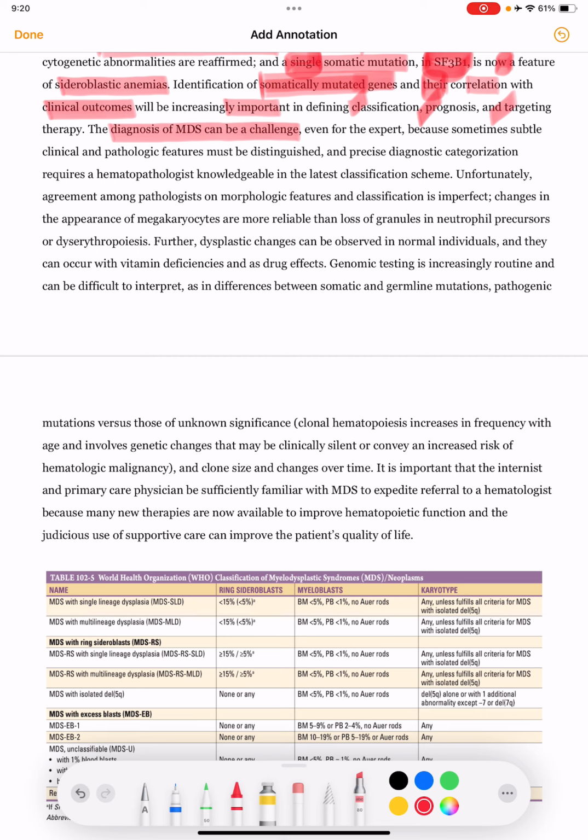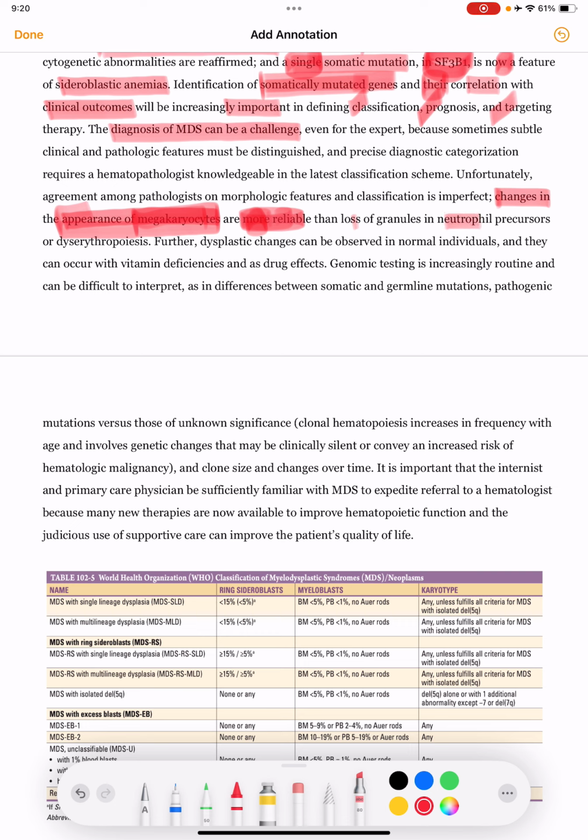Changes in the appearance of megakaryocytes are more reliable than loss of granules in neutrophil precursors or dyserythropoiesis. So the agreement among pathologists is imperfect. What is more reliable? The changes in the appearance of megakaryocytes are more reliable than loss of granules in the neutrophil precursors or dyserythropoiesis.